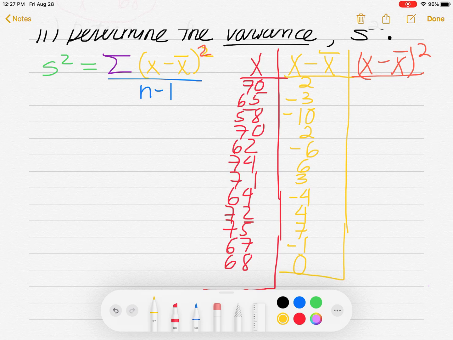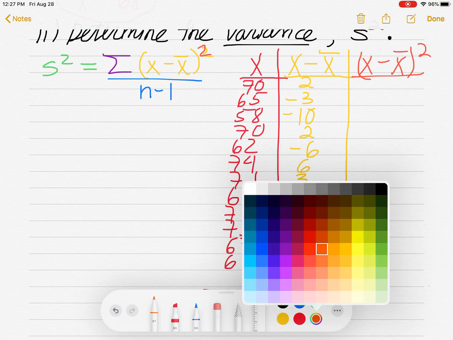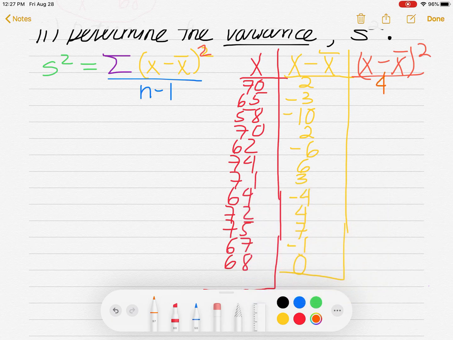All right, so those are all the x's minus the mean. Now we've got to square those numbers. We're going to put that in orange. Where's the orange button? There's the orange button. Okay, 2 squared is 4. 3 squared is 9. Negative 3 squared is the same thing as positive 3 squared, right? Negative 3 times negative 3 is positive 9.